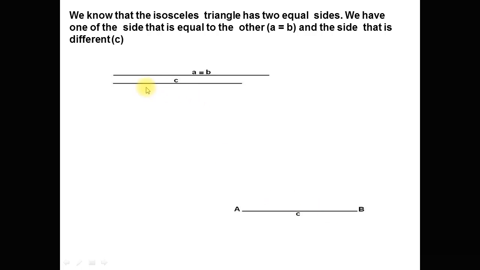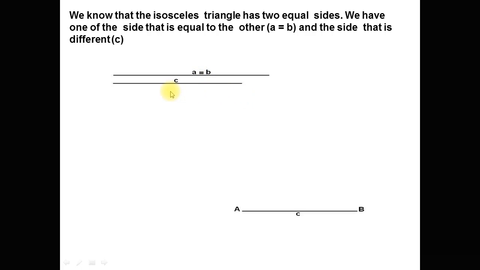Now draw this side C as a base. For example, the length of A is 5 centimeter, then the length of B also will be 5 centimeter, and the length of C will be 4 centimeter or 6 centimeter and so on, but the length of side C does not equal the length of side A and side B, and these two sides will be equal. This is called an isosceles triangle.